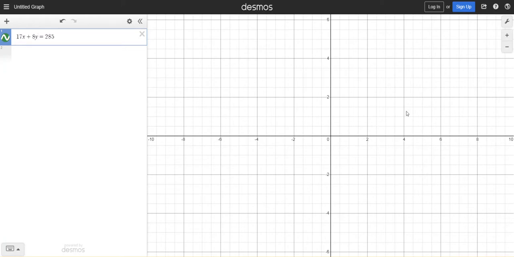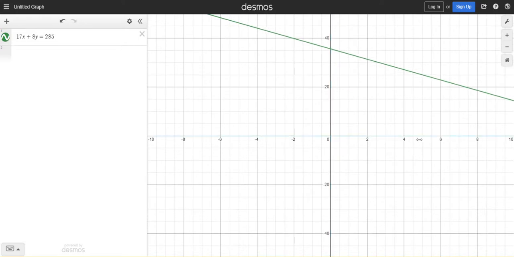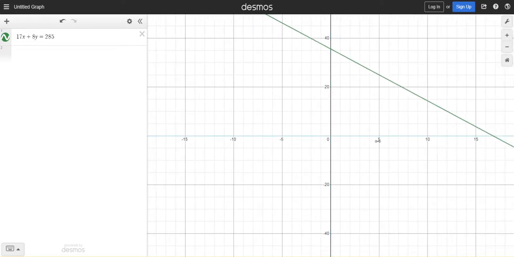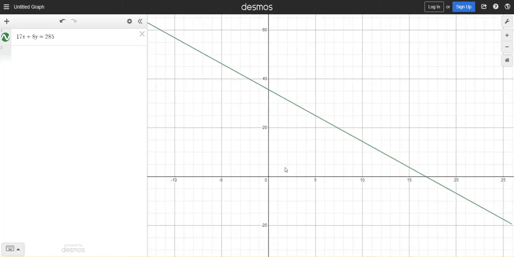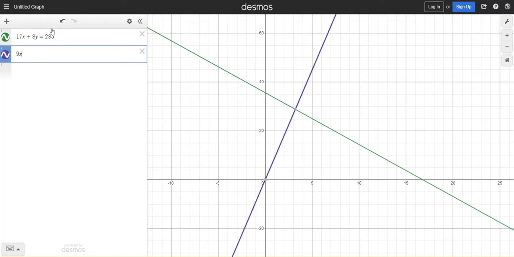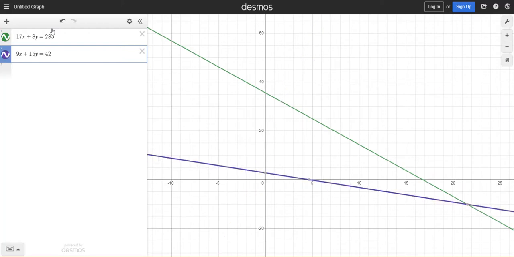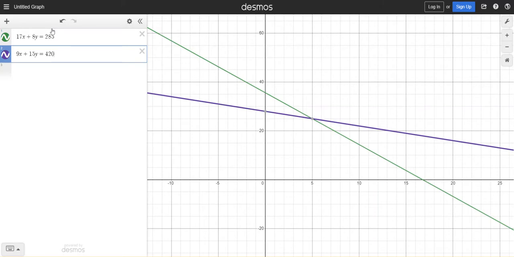Now I can't see anything yet, so I'm going to change my y-axis till I start seeing that, and my x-axis as well. There we go. All right, let's put in our second equation, which was technically 9b, but I'm going to call that 9x, plus 15y equals 420. And there's our intersection point at (5, 25), which was exactly the values of B and C that we calculated by hand.